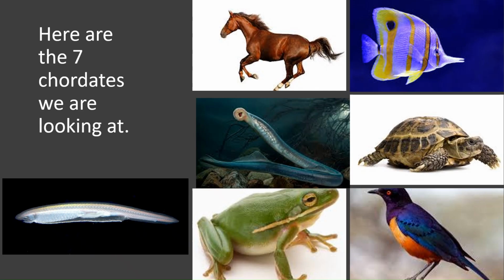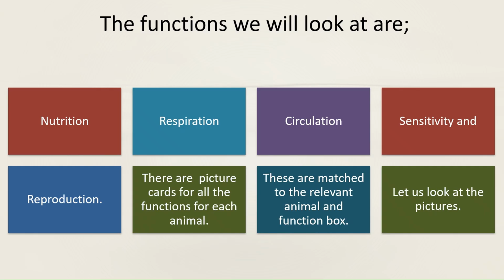Here are the 7 chordates we are looking at. The functions we will look at are nutrition, respiration, circulation, sensitivity, and reproduction. There are picture cards for all the functions for each animal. These are matched to the relevant animal and function box. And let us look at the pictures now.